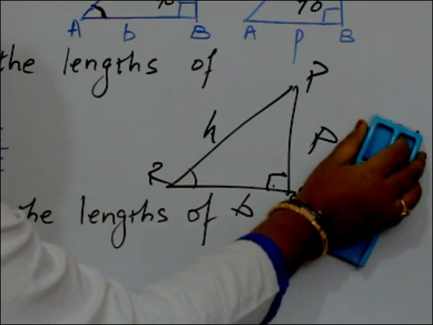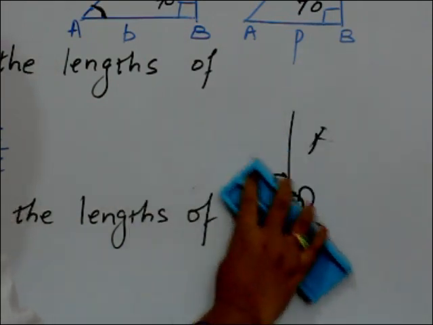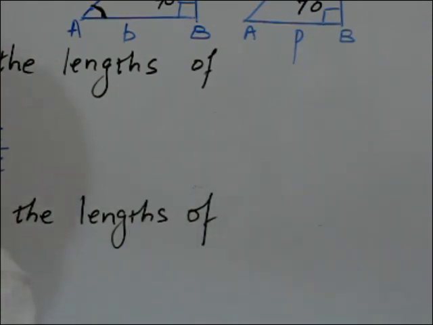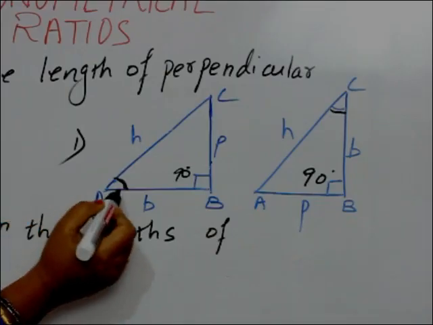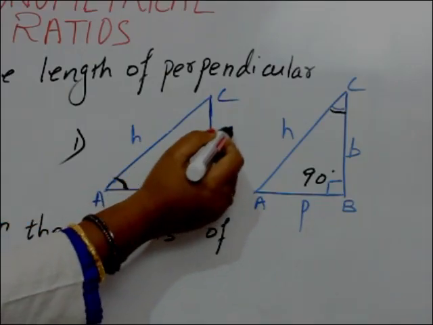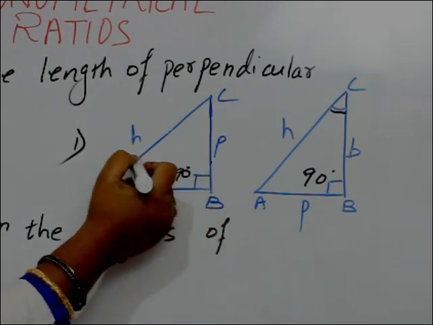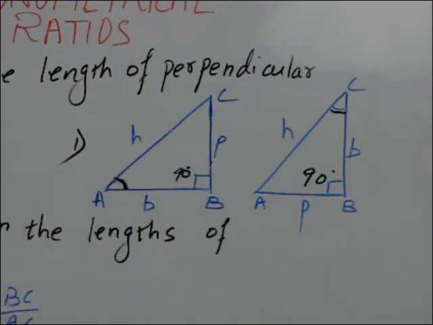Now see, what is sine? Sine is equal to perpendicular by hypotenuse. So for A, as angle A is the angle of reference, what is the perpendicular? BC, and the hypotenuse is AC. So BC by AC, perpendicular by hypotenuse.